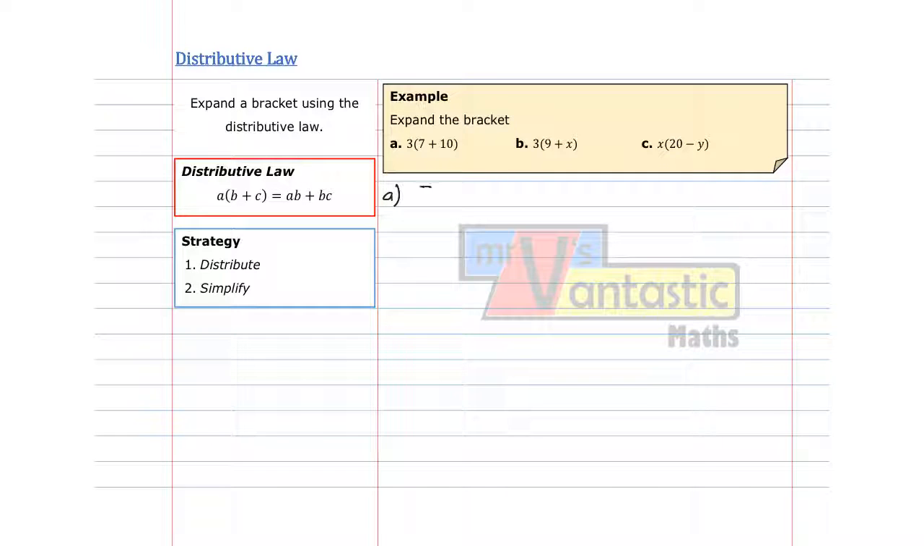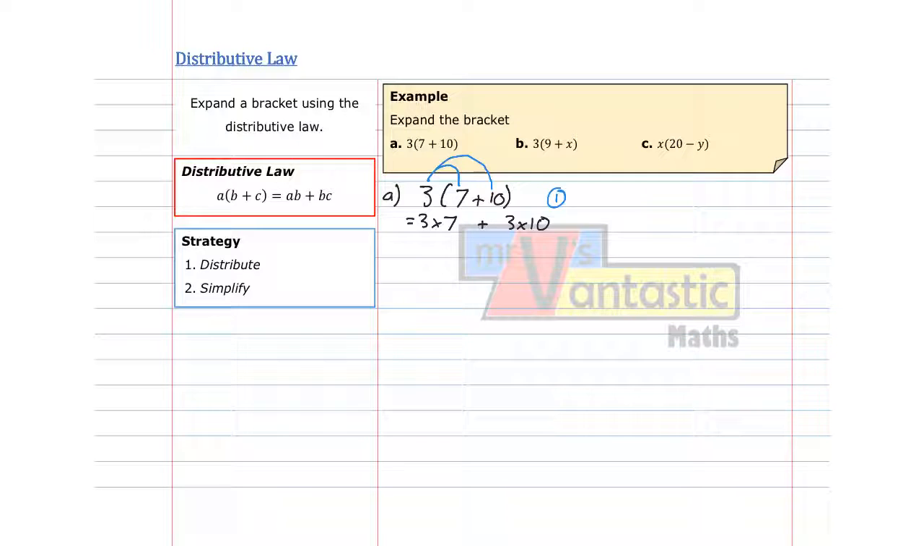So 3 into 7 plus 10. And the very first thing we're going to do is we're going to distribute. So step 1 is distribute. And the way we're going to do that is we're going to multiply 3 by 7. And then we're going to multiply 3 by 10. So our next line will be 3 times 7 plus 3 times 10.